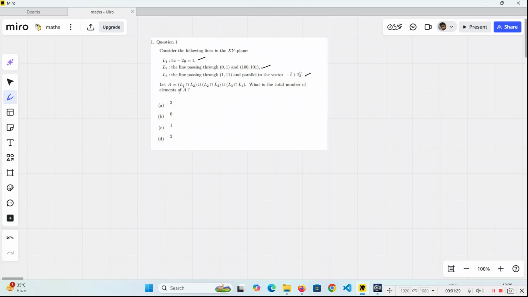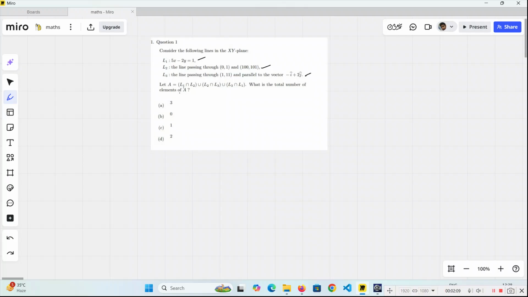So what they have asked is that we have to find the number of elements in this set A. And what is this set A? That is L1 intersection L2 union L2 intersection L3 union L3 intersection L1. So our approach will be that first of all we have to find the equations of the 3 lines. Okay, they have already given the equation of L1, so we need to find L2 and L3. So we need 2 formulas for it.